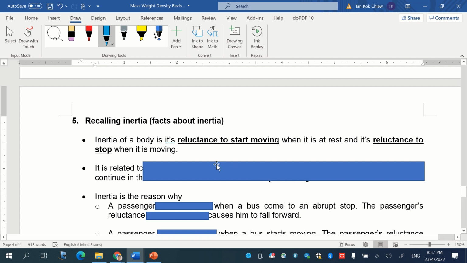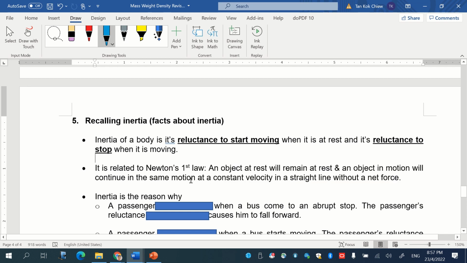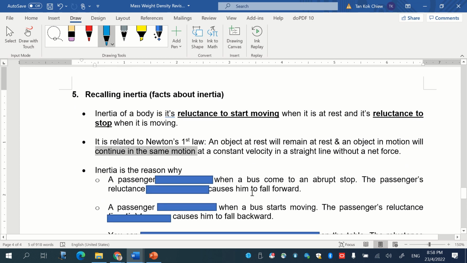And this sounds very much like Newton's first law. If I can relate it to force, it sounds very much like Newton's first law. Why do I say that? Let's recall what Newton's first law said. An object at rest will remain at rest, so reluctance to change. And an object in motion will continue in the same motion, so reluctance to stop. So it is quite the same as Newton's first law, except there's no calculation for inertia.